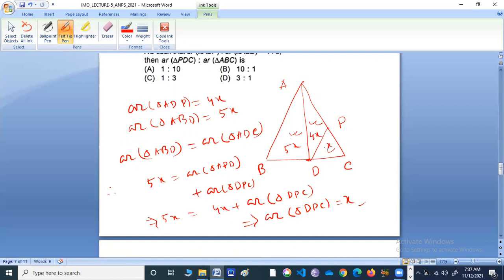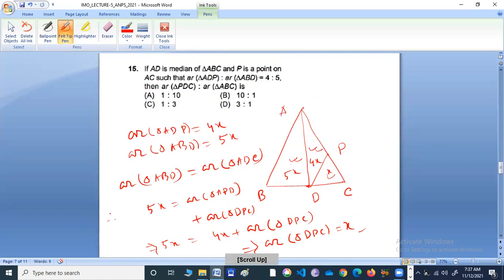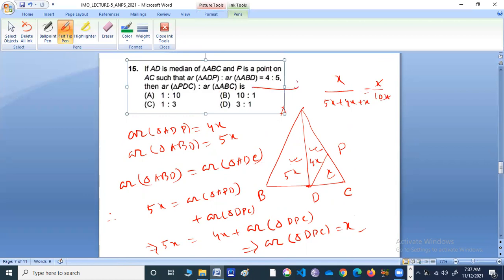And this is x. So now what do they require? Area of PDC, x, divided by area of ABC. So 5x plus 4x plus x. Therefore x by 10x, x is cut down, so 1 by 10. So this answer is a good one. Okay, move on.